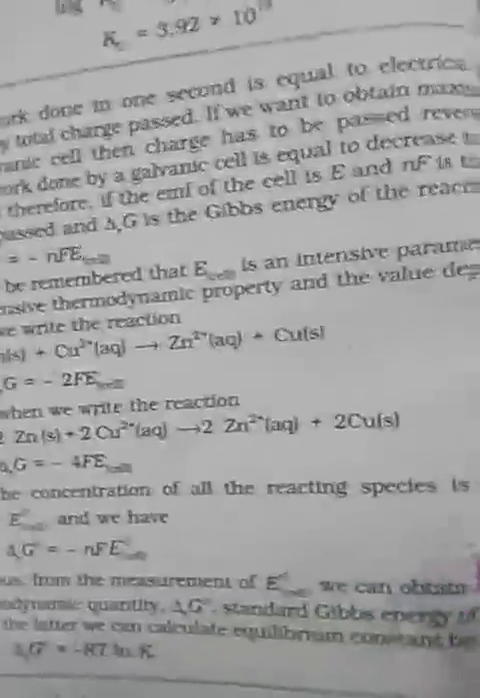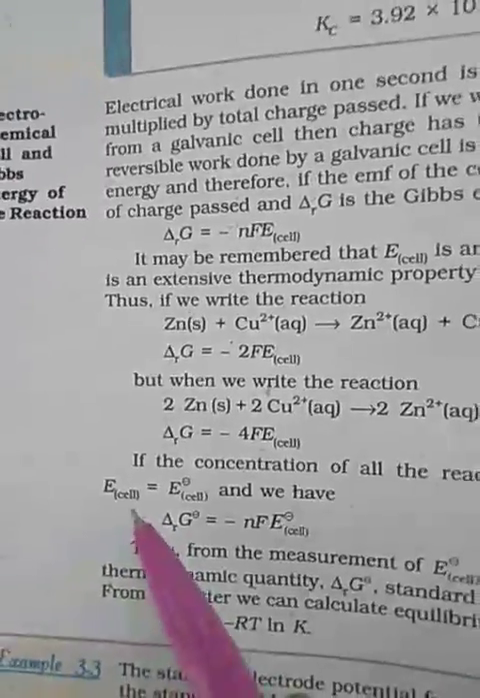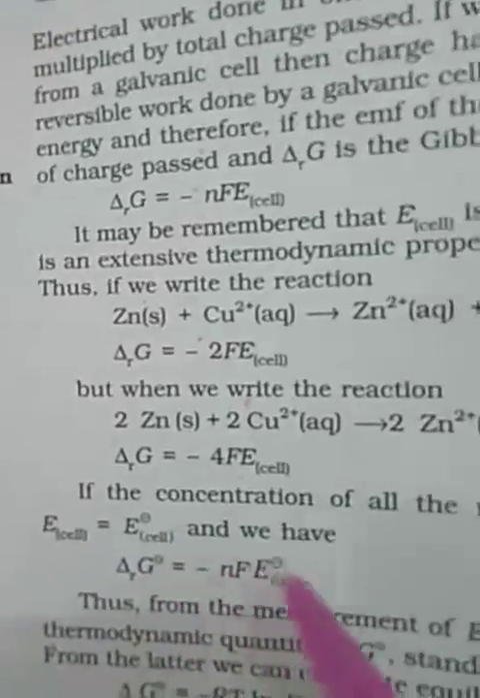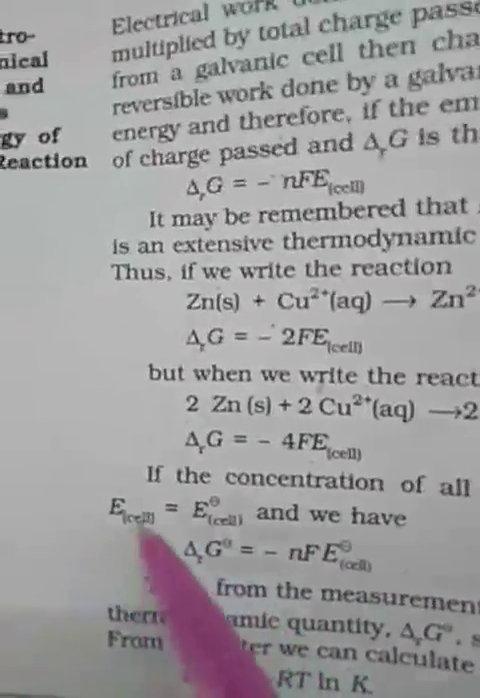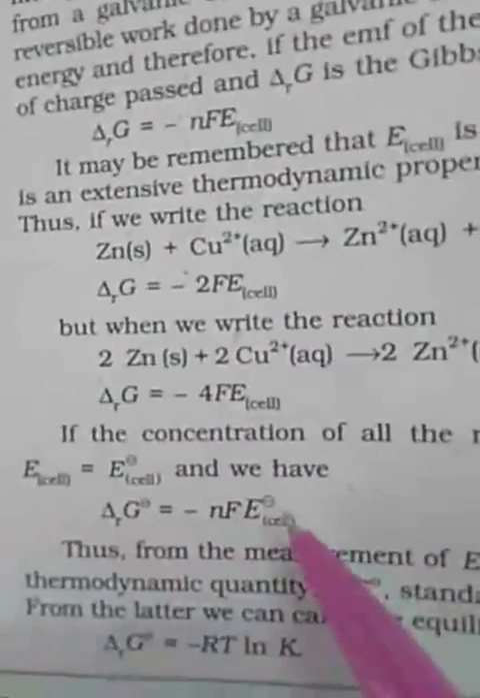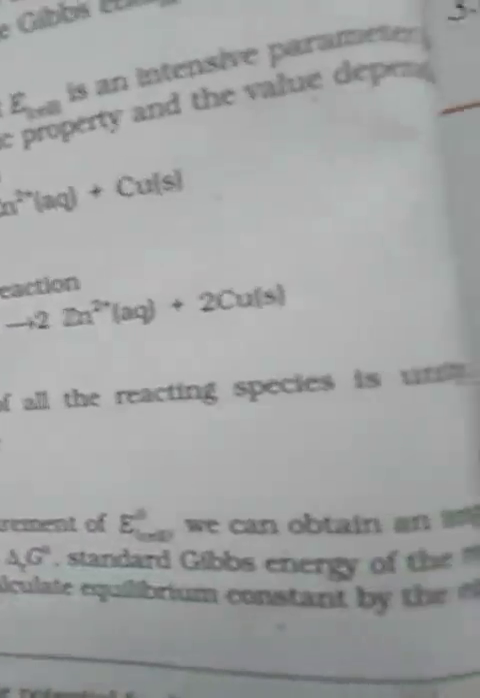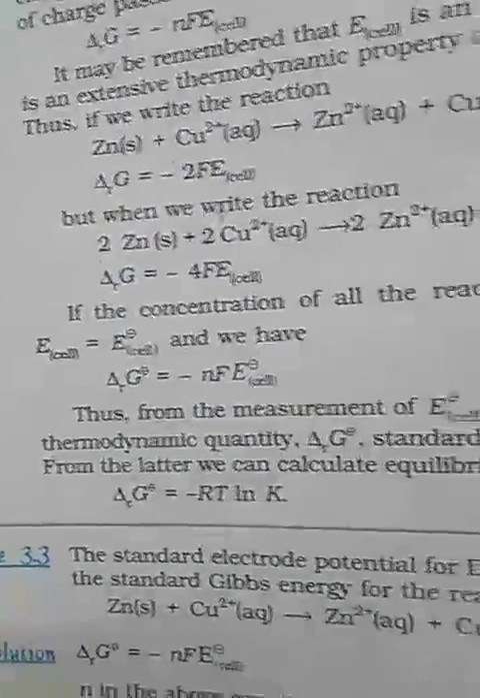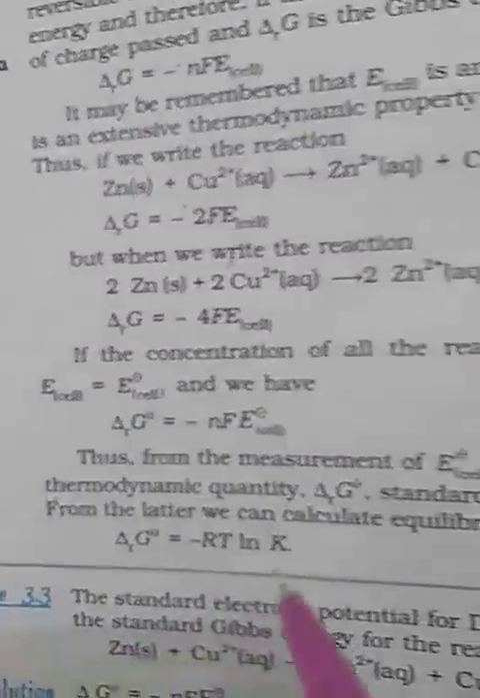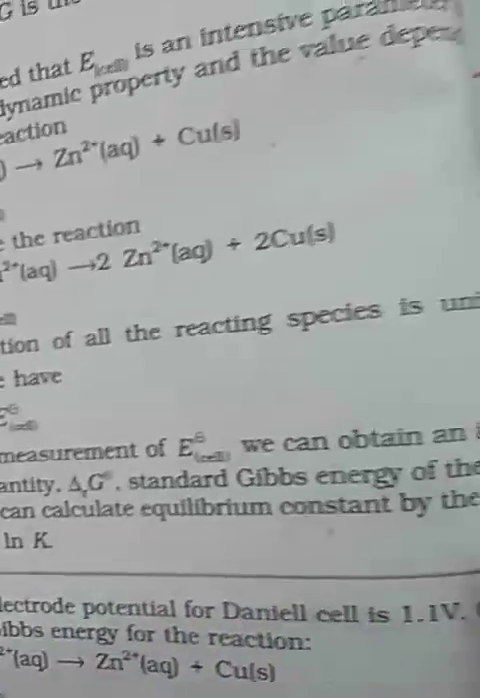Now if the concentration of all the reacting species is unity, then at that time E cell is equal to E0 cell, and we have the value. Instead of E cell we can write this. So from the table we can measure the value of this potential. Thus from the measurement of this E0 we can obtain an important thermodynamic quantity, ΔrG0, standard Gibbs energy of the reaction. From the latter we can calculate the equilibrium constant by the equation.